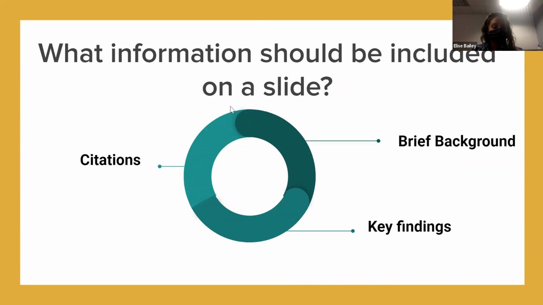Besides having a template picked out and knowing where you're starting, what should really be included on a slide? You really don't want to make it look too busy, or it'll distract the audience member, where they think they're supposed to be reading what you have on your slide besides listening to you. So you want a brief background, and the most important information is the key findings. You want this to really pop out to the audience so that they can see why you're talking about this topic to begin with.